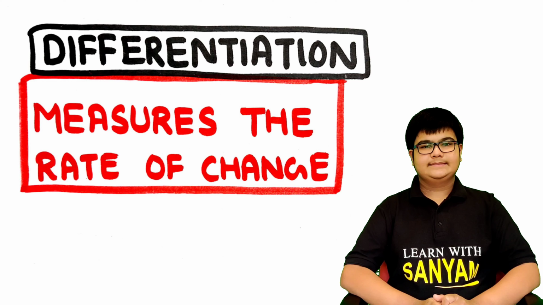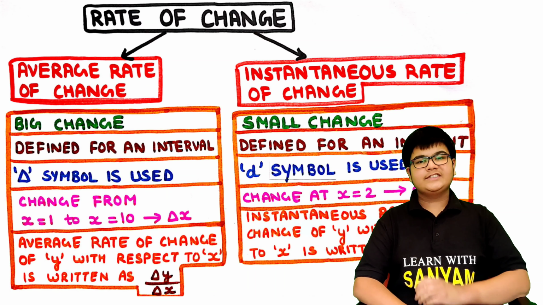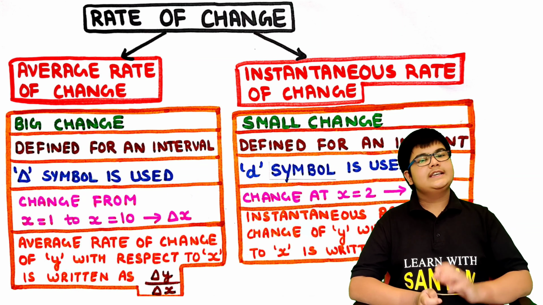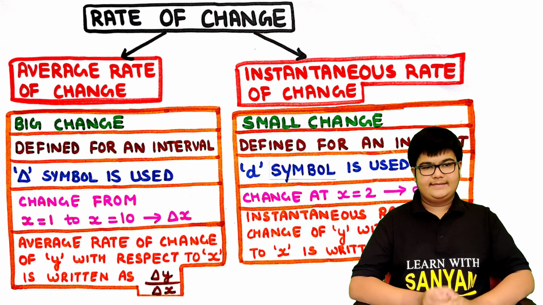Now what is rate of change? Let's understand that. So rate of change is of two types: average rate of change and instantaneous rate of change. Average rate of change refers to a big change and instantaneous rate of change refers to a very small change. Average rate of change is defined for an interval.